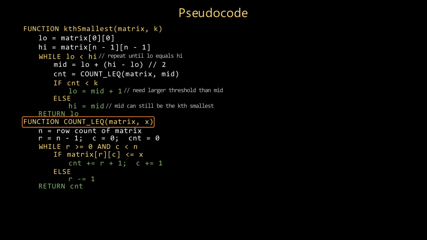Helper counts how many entries are at most the threshold x. Let n be the row count, rows and columns are both length n. Start at bottom left with row index n-1, column 0, and 0 count. Walk while the row index is non-negative and the column stays inside the grid. If the current cell is at most x, add every cell above it in this column, then move right. Else this cell is too large for the threshold at this row. Move up one row in the same column. Return the accumulated count.